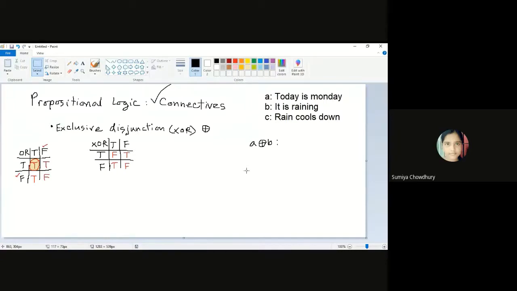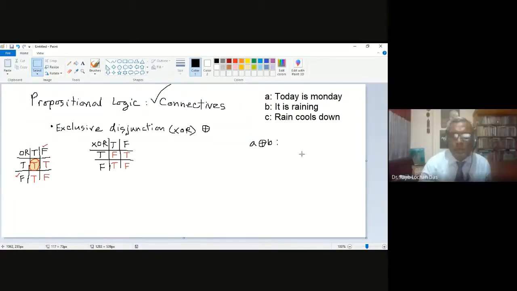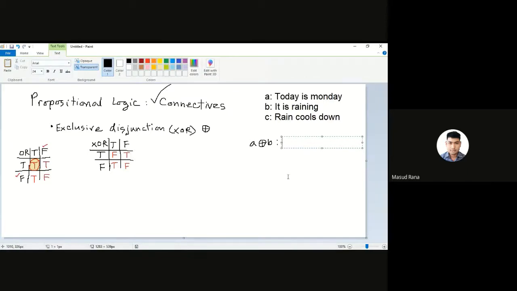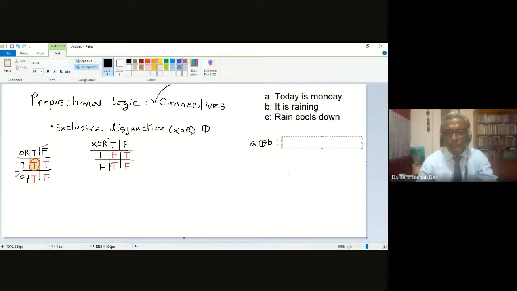Today is not Monday and it is not raining. What will you put in between? True, true. This is not Monday and it is raining, or it is not raining, today is Monday. So maybe we can use either. Yes, either, you are right.